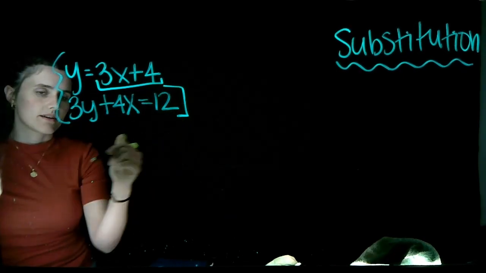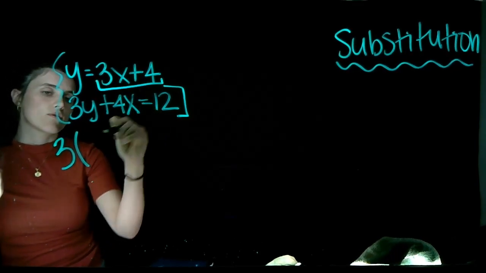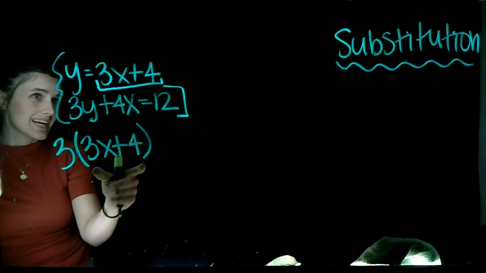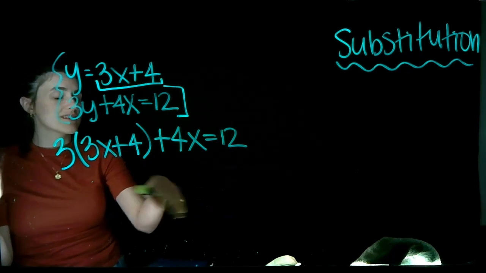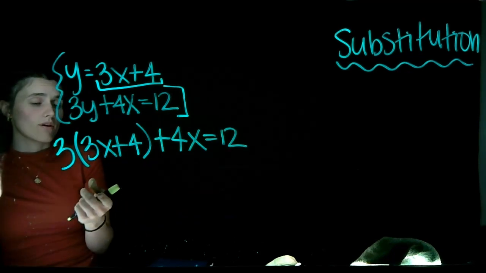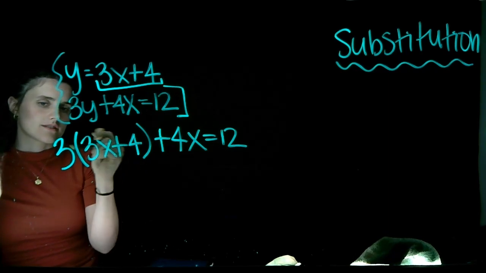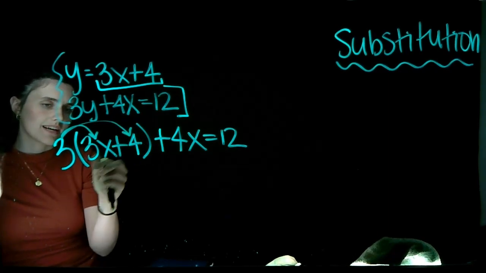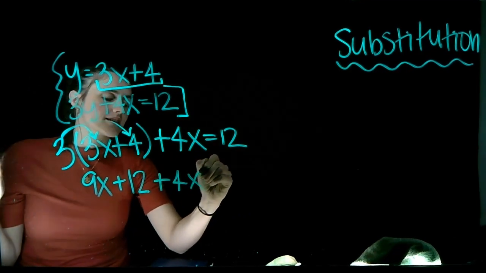I'm going to rewrite this down here. I'll have 3, and then instead of times y, it's going to be times 3x plus 4. And I'm going to write this in parentheses because the 3 has to be multiplied by this entire piece. Okay, and then I'll finish filling out the rest of this equation. Now I already have it in an equation that I can solve. First thing I want to do is use the distributive property, which allows me to get rid of this parentheses. So I'm going to say 3 times 3x and 3 times 4. So 3 times 3x gives me 9x, and 3 times 4 gives me 12, plus 4x equals 12.